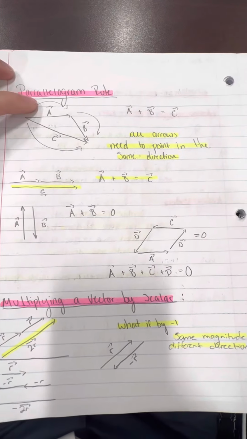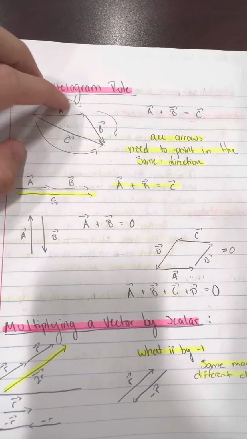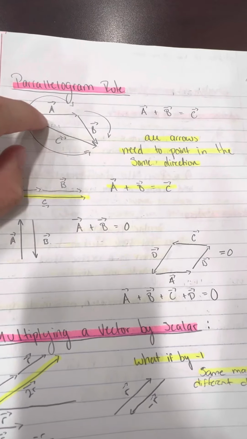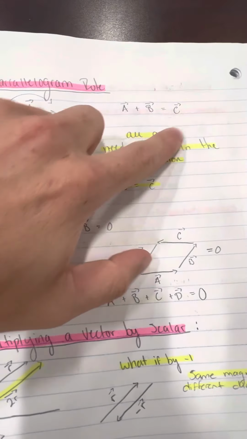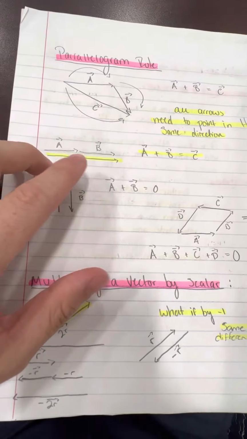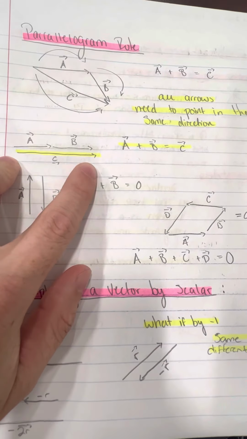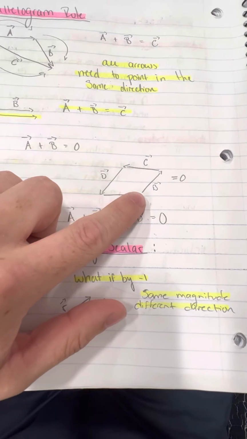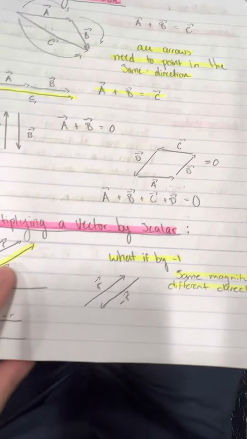Here we have the parallelogram. So the parallelogram rule, where all the arrows have to go in the same way. So A and B create C. See how all the arrows go in the same way. Also here, A plus B makes the C vector the whole entire way. A and B here are equal to 0, and so is here. So A, B, C, and then D is equal to 0.